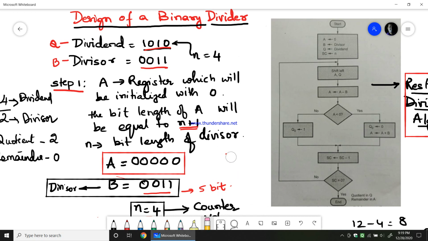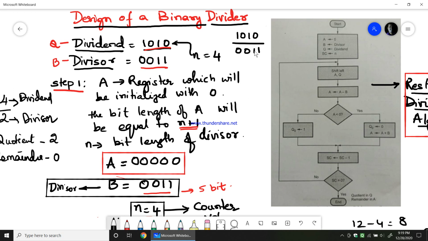Here an example has been taken. I have taken the dividend to be 1010, whereas the divisor I have taken as 0011. Let us divide these two numbers, that is 1010 divided by 0011. We can do this division even in the calculator, but let me tell you the algorithm and see how to divide it manually, and then we'll see the result obtained in the calculator. What would be step 1?